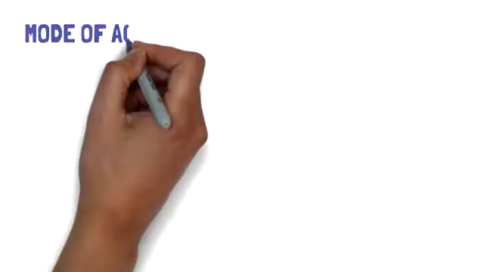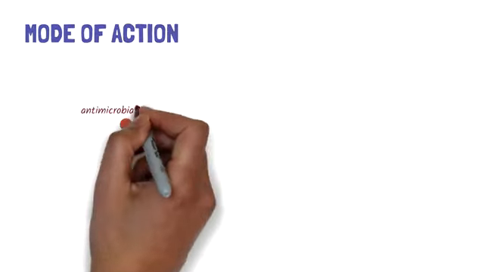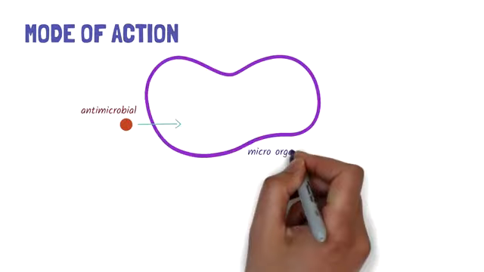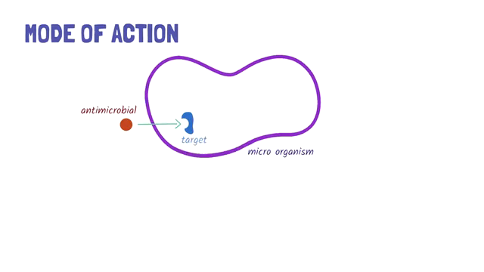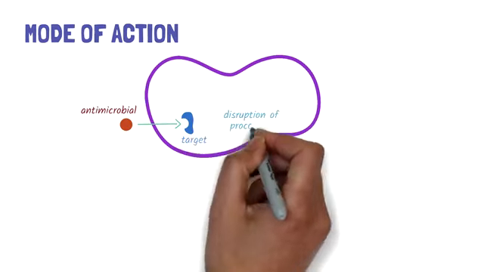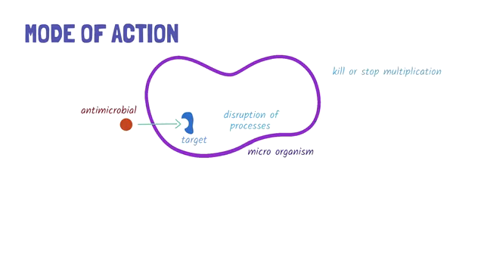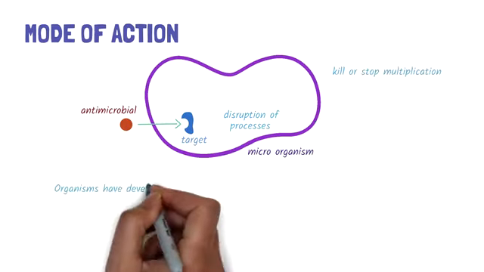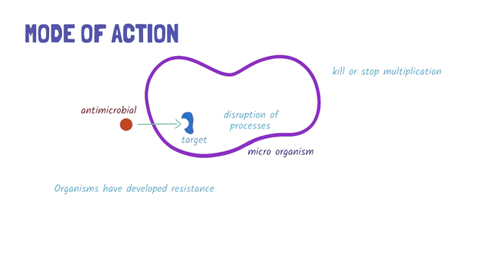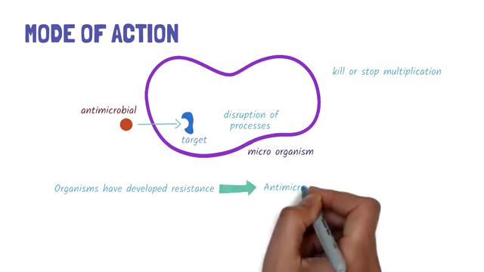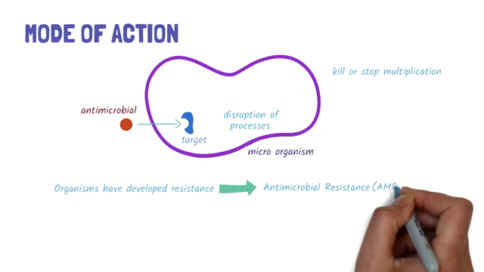How do they work? Antimicrobials typically work by entering an organism, binding to specific target sites, and blocking important processes in the organism that either kill them or stop them from multiplying. But organisms have developed several ways to resist antimicrobials. This is called antimicrobial resistance, or AMR.